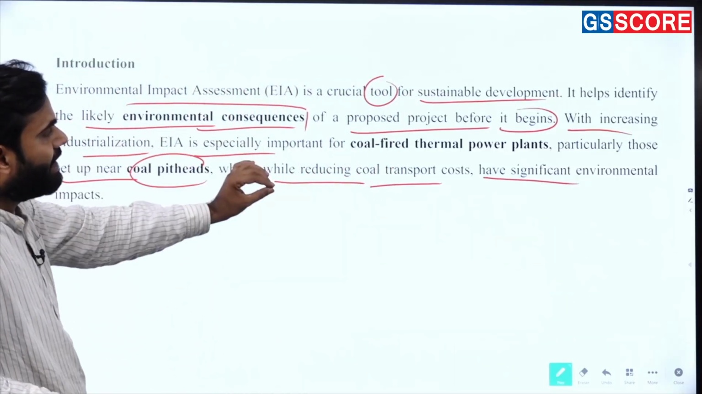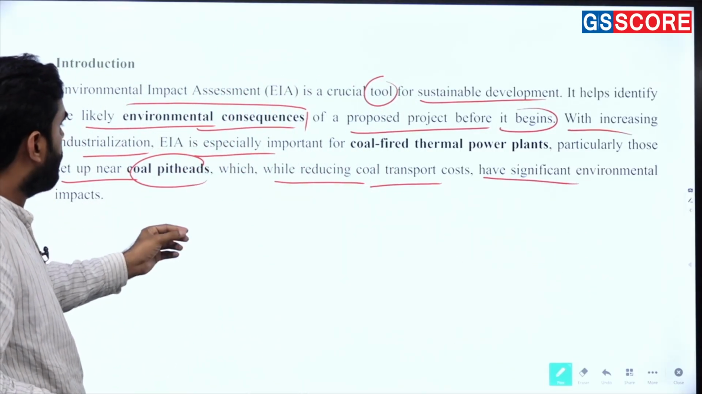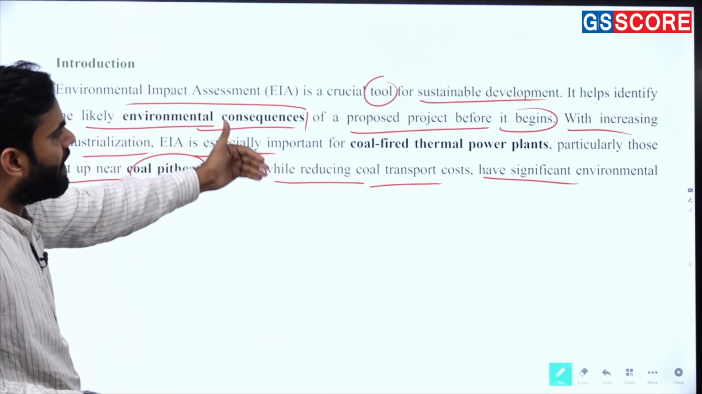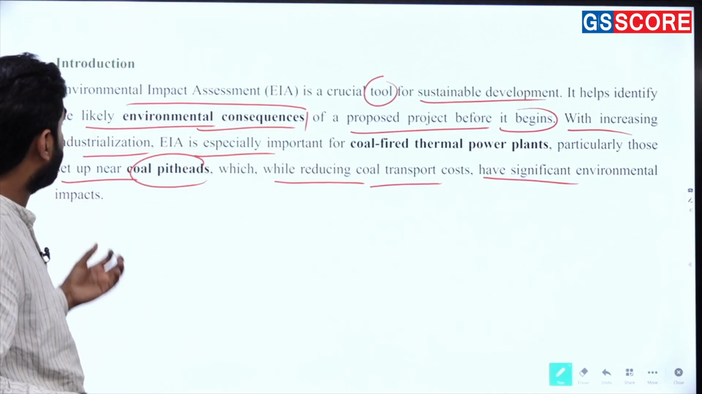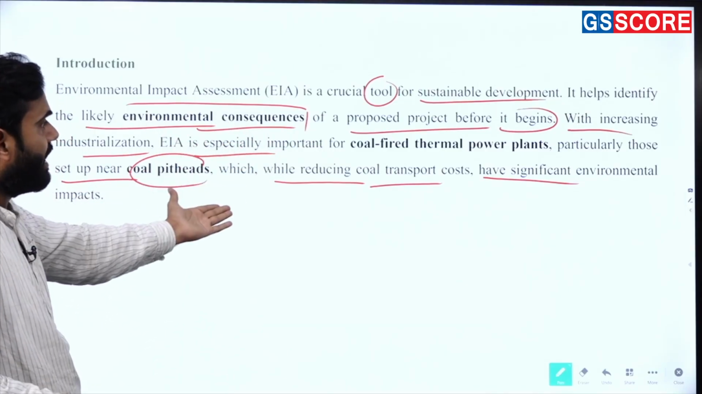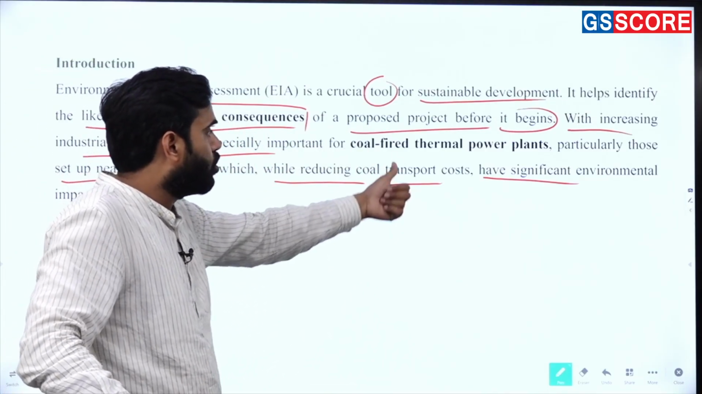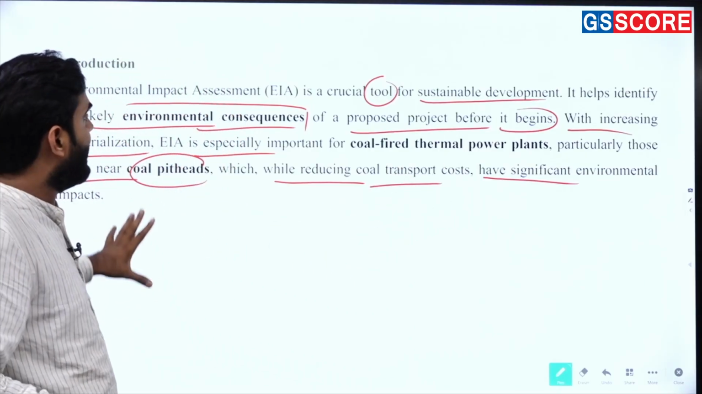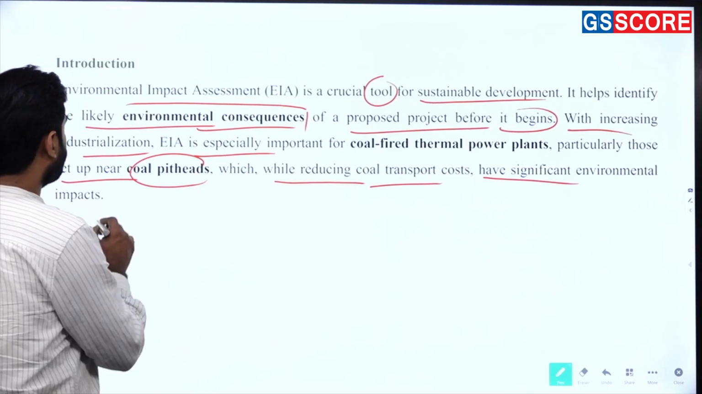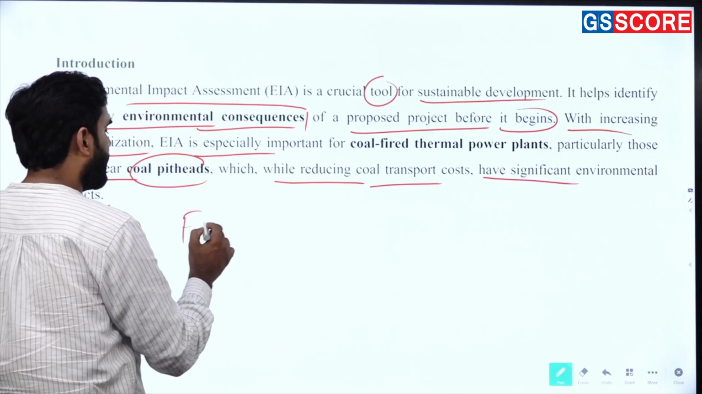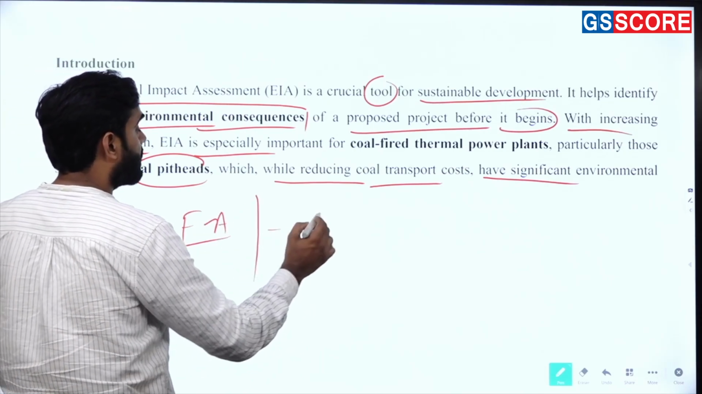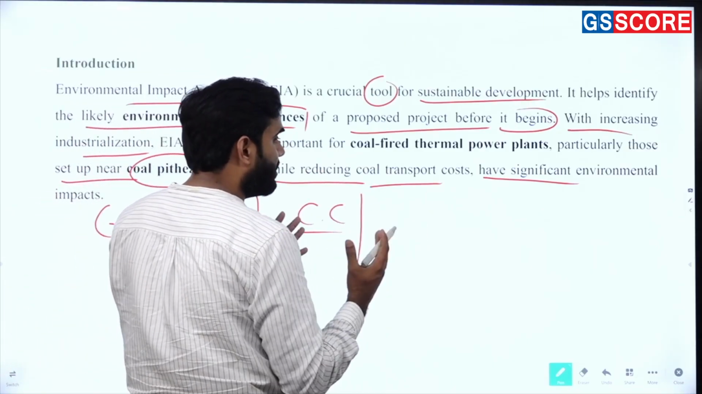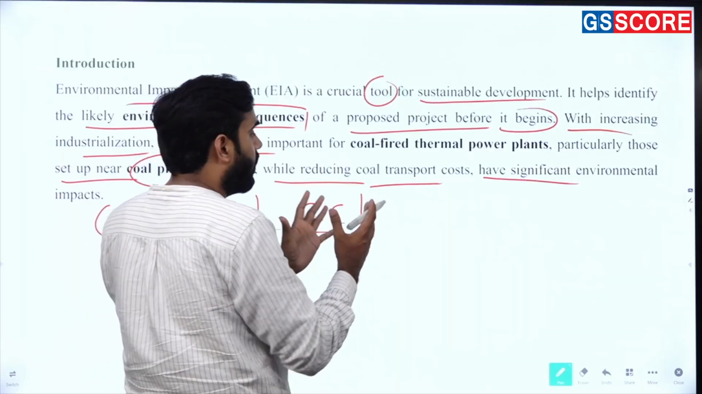I mentioned in the third and fourth lines industrialization and the coal-fired thermal power plants, particularly those set up near coal pit heads. And again, I mentioned that while reducing coal transport cost, they have significant environmental impacts. So basically, I used a number of important things in the introduction. The first is factual accuracy, the second is concept clarity, and the third is that I mentioned the relevant important areas of the question.